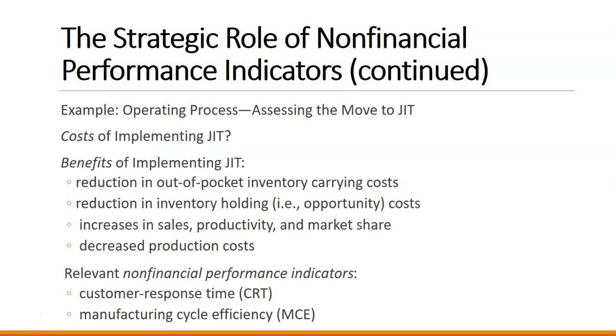An example of changing an operating process could be if we evaluate moving from our current production to just-in-time production. So what are the costs and benefits of implementing a just-in-time system? Well, we know that the benefits are that we have less inventory carrying costs, less inventory holding costs. We could potentially have increases in sales, and we have decreased product costs. We could increase our customer response time, and we would reduce our manufacturing cycle time.